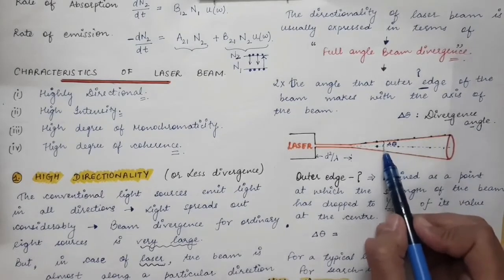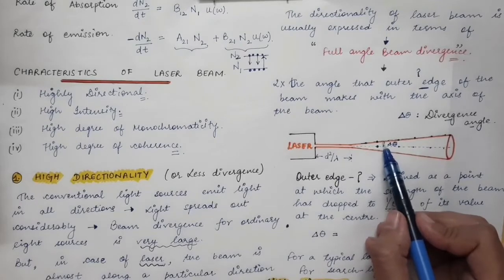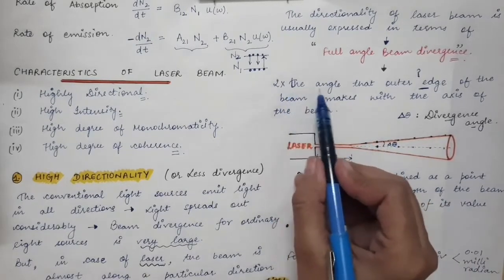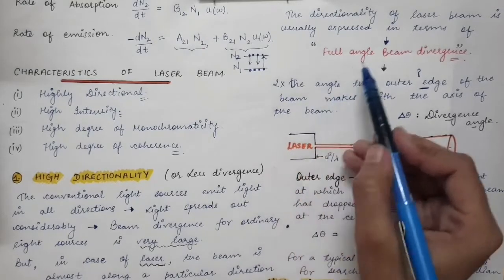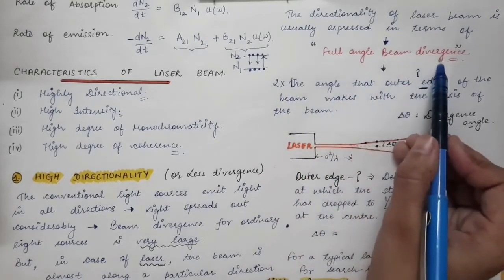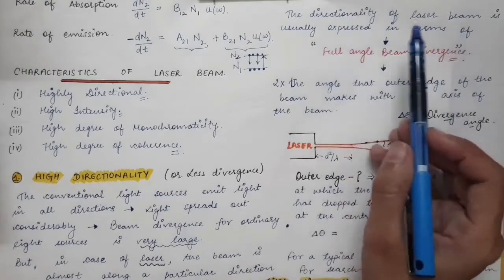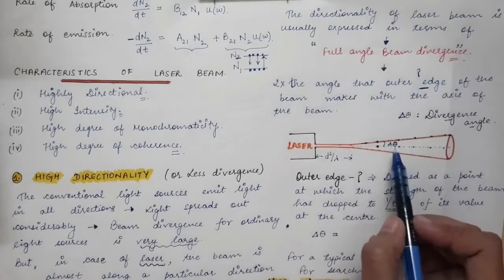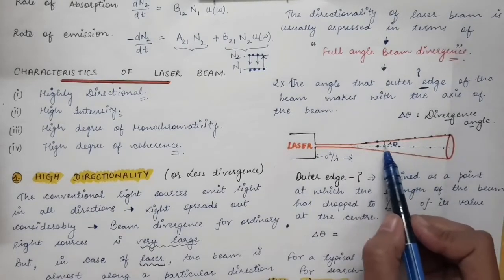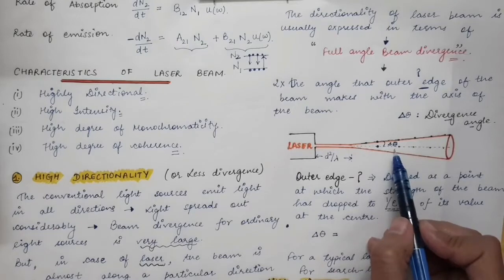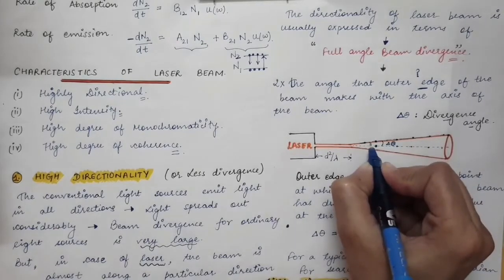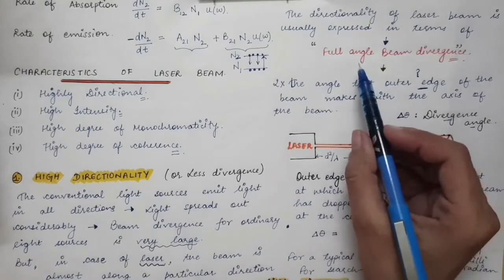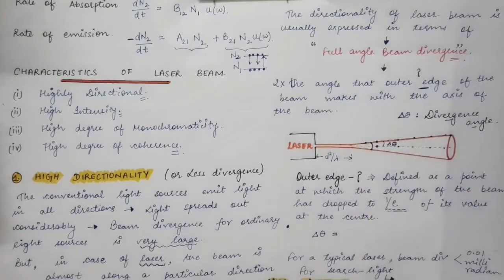Now if you double this angle delta theta, twice of delta theta will give us the full angle beam divergence, and directionality of the laser beam is expressed in terms of full angle beam divergence. So when you measure this whole angle, which is twice of delta theta, that is called the full angle beam divergence.